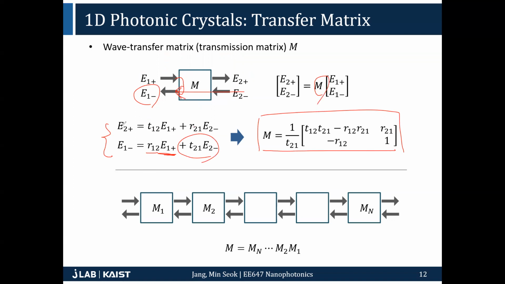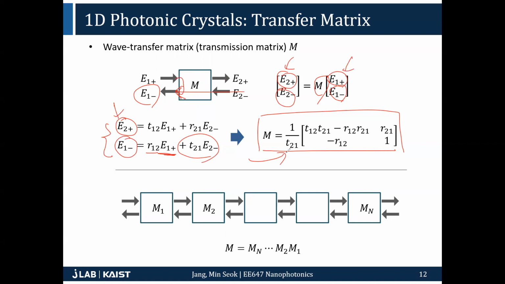One problem about this equation is that here we have E2 plus and here E1 minus, so it's not arranged the way we want. What we want is E1 plus and E1 minus on one side and E2 plus and E2 minus on the other side. So if you rearrange the terms, you get the matrix, the transfer matrix.